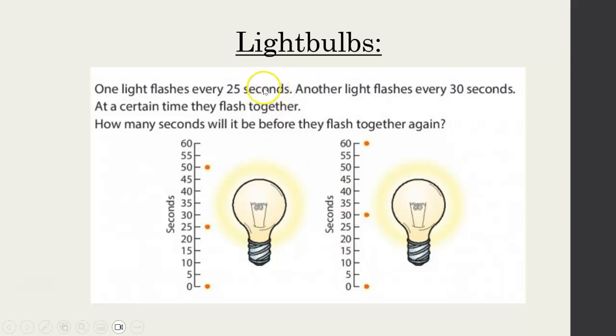So, going back to this question, at a certain time they flash together. Now, we won't worry too much about how many seconds before they flash again. Just the first bit, at a certain time they flash together. 25 seconds and 30 seconds. So, this bulb here is going every 25 seconds. So, it's 0, 25 seconds it flashes. Well, it's going to add another 25, so it's 50 seconds it flashes. Add another 25, that's going to be 75 seconds it flashes. This bulb is flashing every 30 seconds. So it's 0, 30, 60, 90.